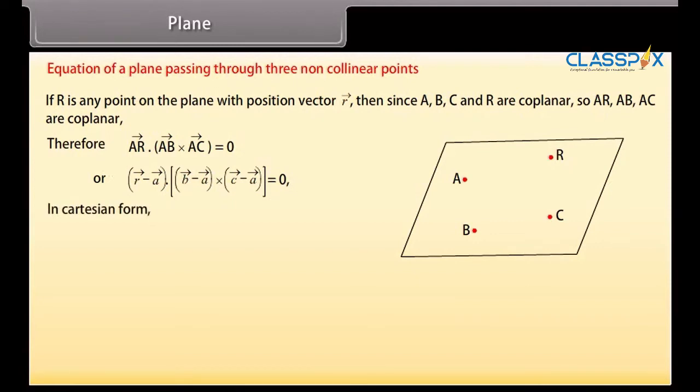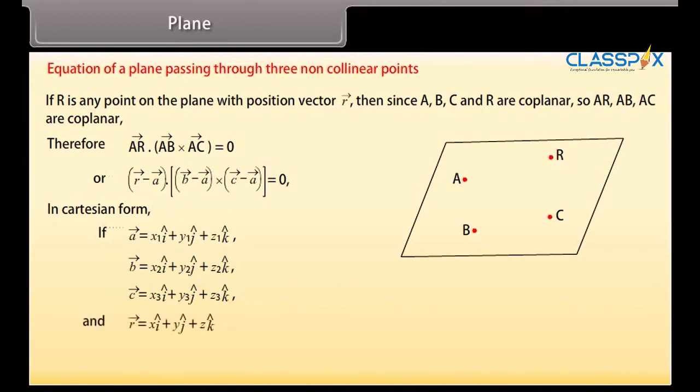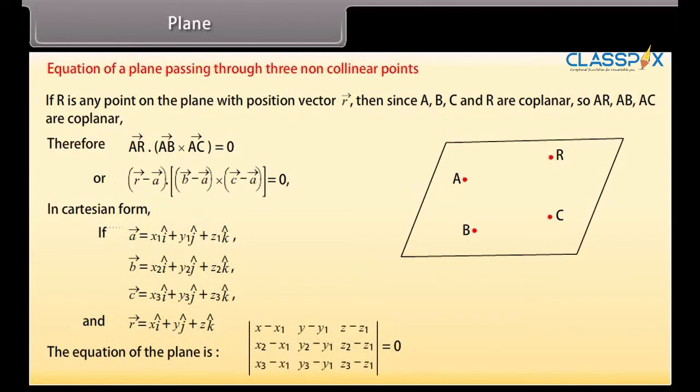In Cartesian form, if vector A equals x1 i cap plus y1 j cap plus z1 k cap, vector B equals x2 i cap plus y2 j cap plus z2 k cap, vector C equals x3 i cap plus y3 j cap plus z3 k cap, and vector R equals x i cap plus y j cap plus z k cap, the equation of the plane is determinant row-wise. First row: x minus x1, y minus y1, z minus z1. Second row: x2 minus x1, y2 minus y1, z2 minus z1. Third row: x3 minus x1, y3 minus y1, z3 minus z1, equals 0.